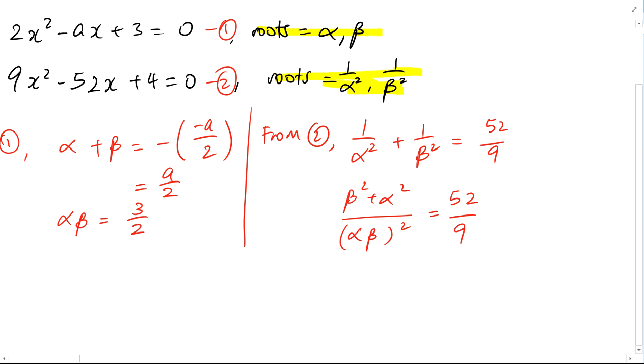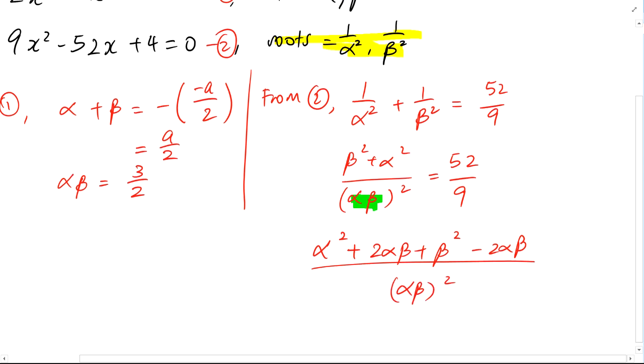Sum of roots, you can put the product of roots at the bottom already, right? What about the numerator? Do you like it this way? No. What do you prefer to change it to? Alpha square plus 2 alpha beta plus beta square, then minus 2 alpha beta in the numerator. Do you prefer this?